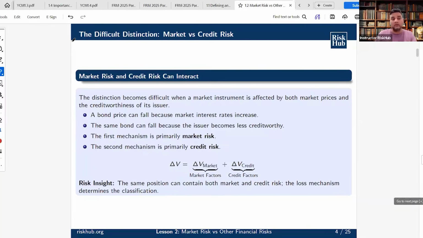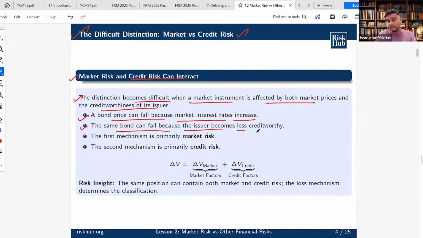Then we go to slide number 4, the difficult distinction, market versus credit risk. Market risk and credit risk can interact. A distinction becomes difficult when the market instrument is affected by both market prices and the creditworthiness of its issuer. A bond price can fall because market interest rates increase. The same bond can fall because the issuer becomes less creditworthy.